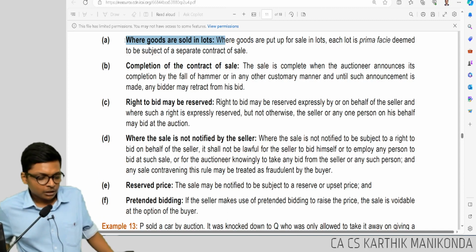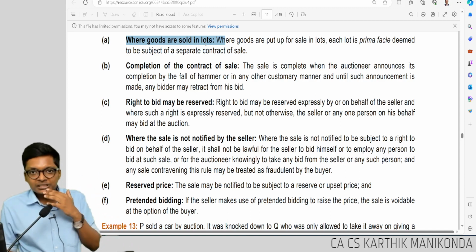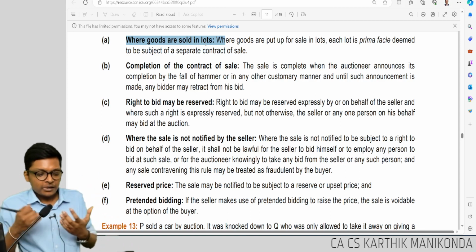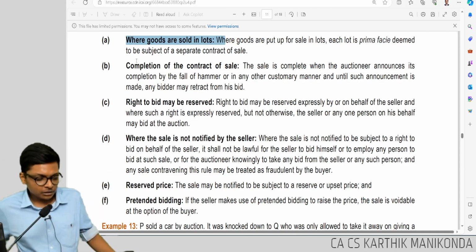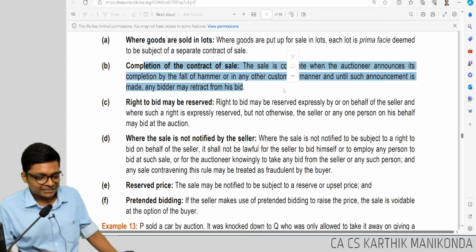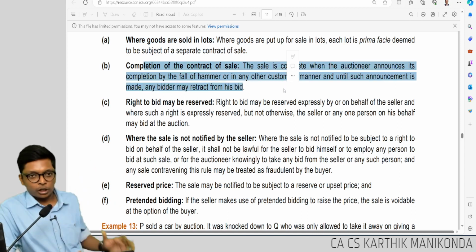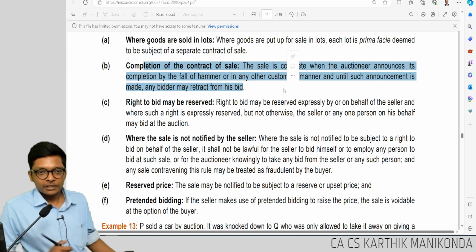That is the first one. Contract is sold in lots. When is the contract completed? When I use the hammer and hit, or sometimes I hit the bell. So on completion of the contract of sale, the sale is completed and the auctioneer announces its completion by using a hammer or any other customary manner.